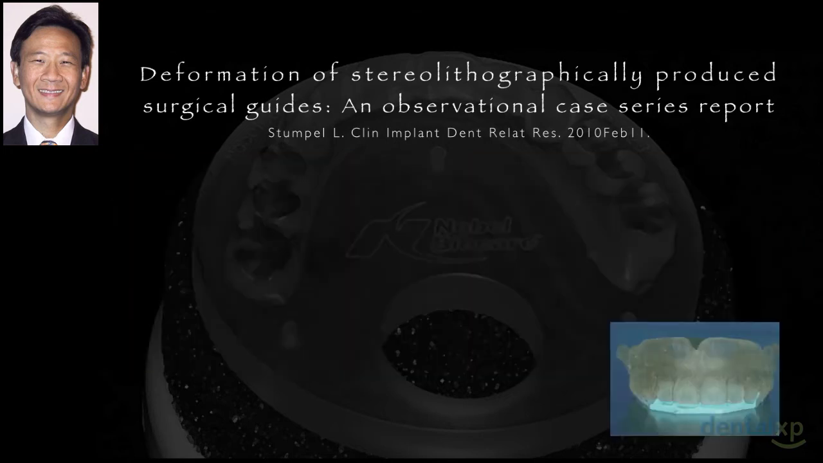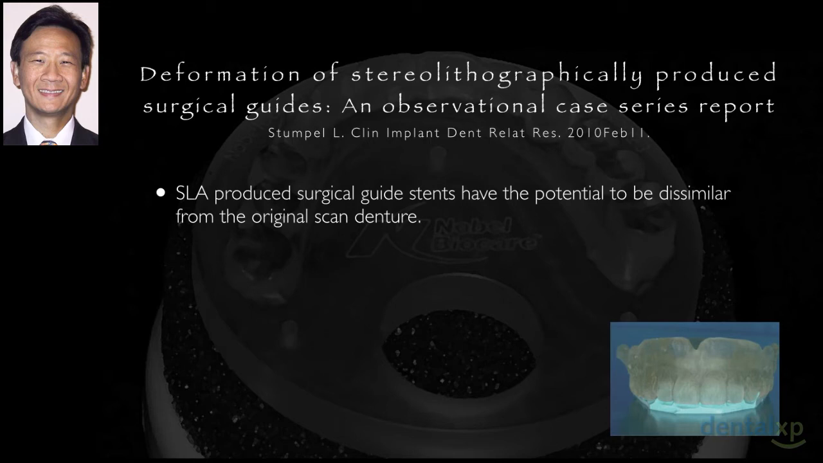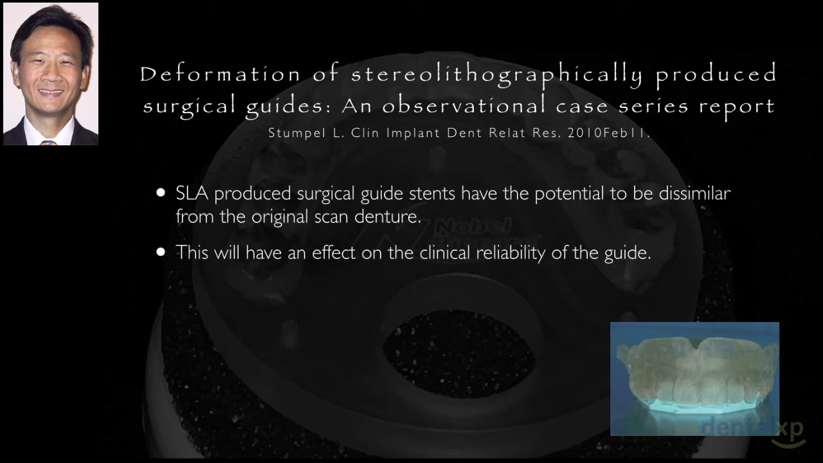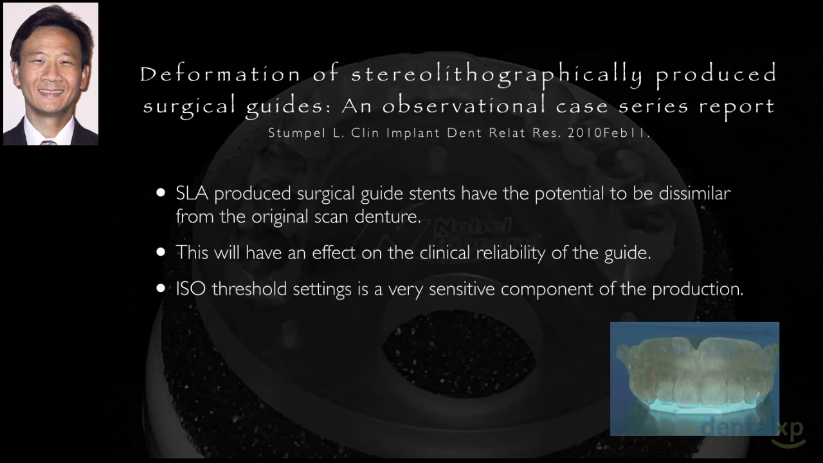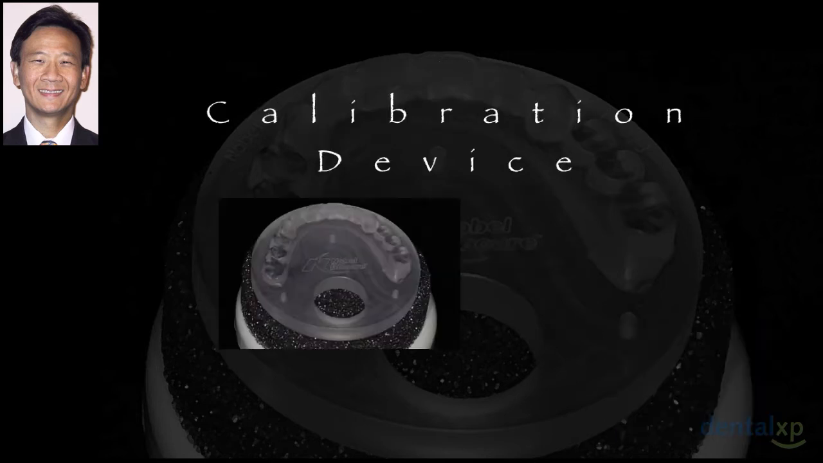Lampert Stumple actually concluded that in the SLA-produced surgical guides, there is a potential to be dissimilar from the original scanning denture. And this will have an effect on the clinical reliability of the surgical guide. And this is probably due to the ISO threshold settings, because it is very sensitive when we produce a surgical template. So some type of verification of the volumetric congruence was advised. And that is why a calibration device should be used.